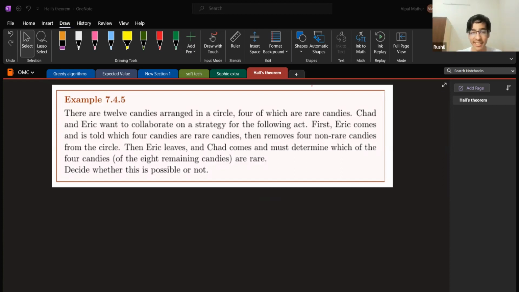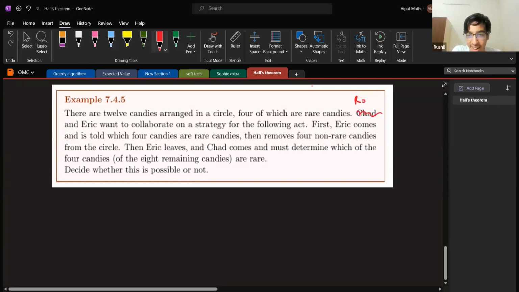So, yeah, this is our question. The question says you have 12 candies, arranged in a circle, four of which are rare candies. Chad and Eric. Wow, great names, I must say.